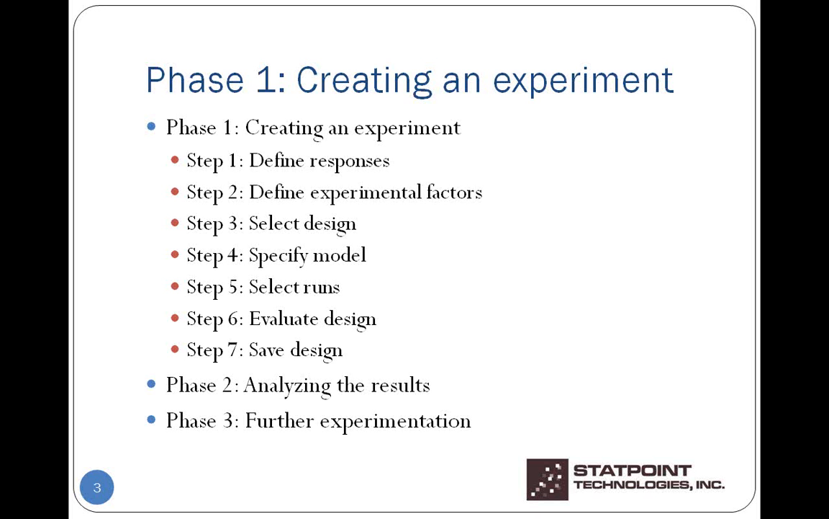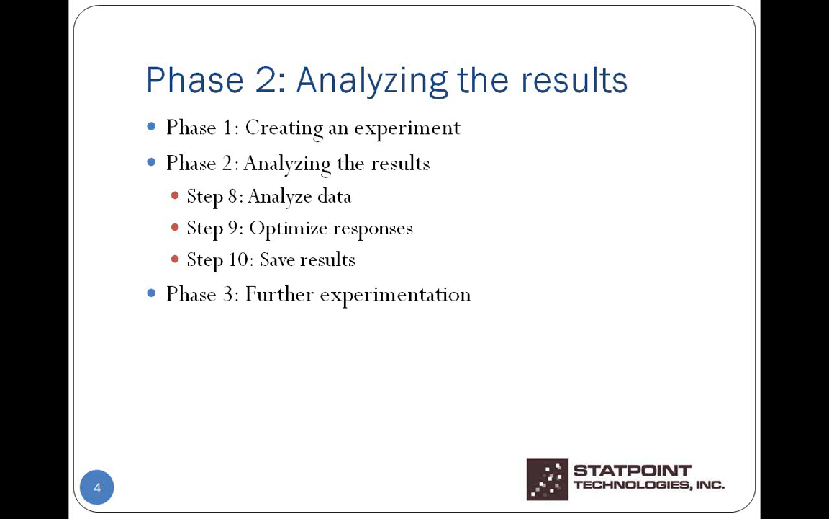Now, I'll be going through these steps one at a time, so I don't want to spend too much time on my PowerPoint. Phase 2 has to do with analyzing the results. This is where you type in the data, you fit various statistical models, you decide perhaps to remove certain factors, put in quadratic terms, interactions, whatever you need, to come up with a statistical model that describes the results. Those models in step 9 can be used to find optimal settings of the factors. And finally, step 10 in the wizard saves everything away as a statfolio.